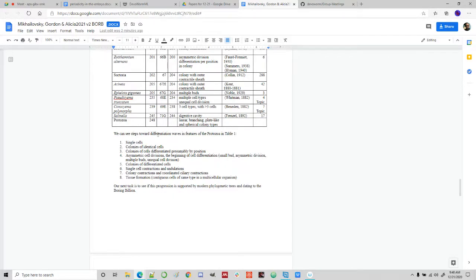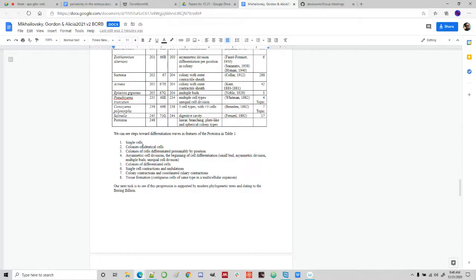And then we can see steps towards something called differentiation waves and features of the protozoa in Table 1. This is where we're going back to protozoa and proposing that there's something going on that looks like what's going on in development in their descendant organisms. Differentiation waves are something we find in development, and then we find precursors of these in much earlier single cell organisms.